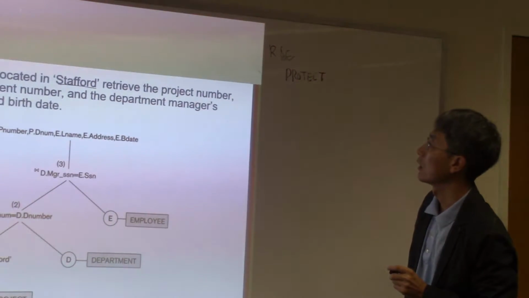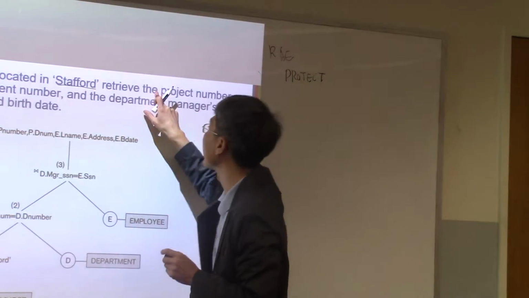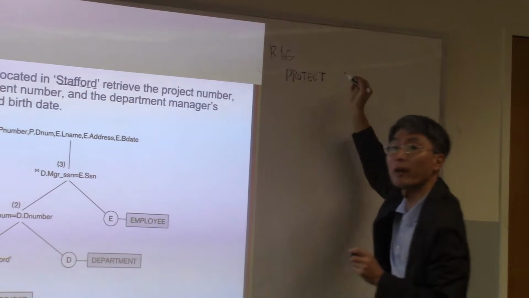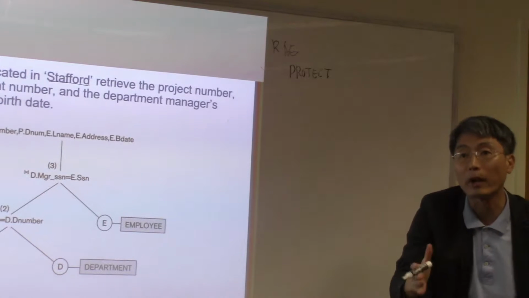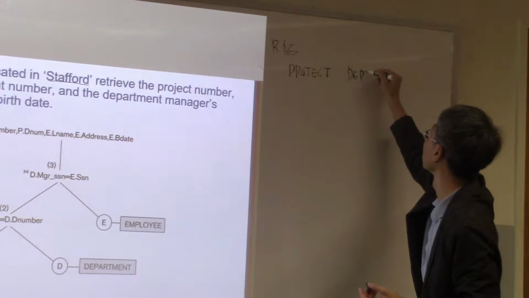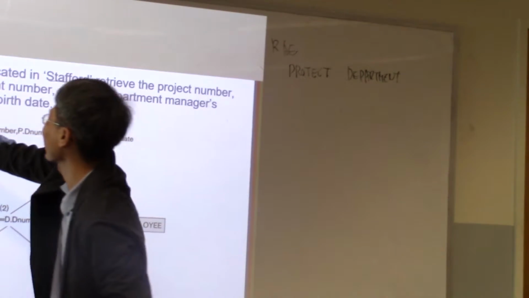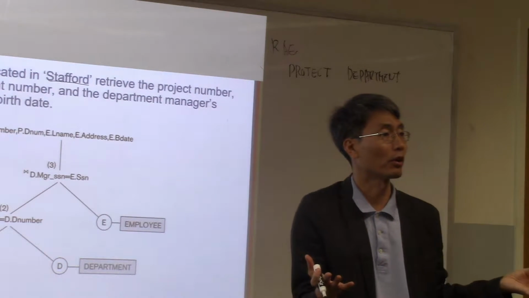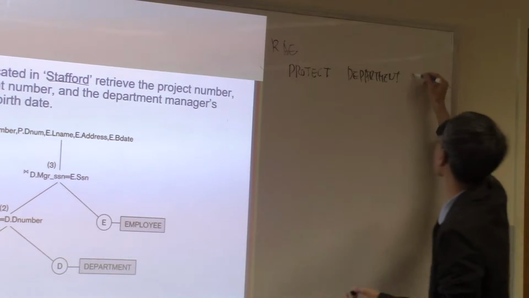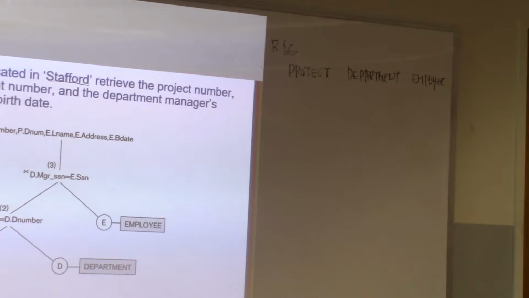Also, department managers. Where can you know who is the manager or not? Department. The manager social security number is the only way to know whether this employee is the manager or not. So department. And also we need last name, address, and birthday. Where can you get the last name of employee? Employee table. So we need to access employee. So we need to access the three relations. How many joins? Two joins.